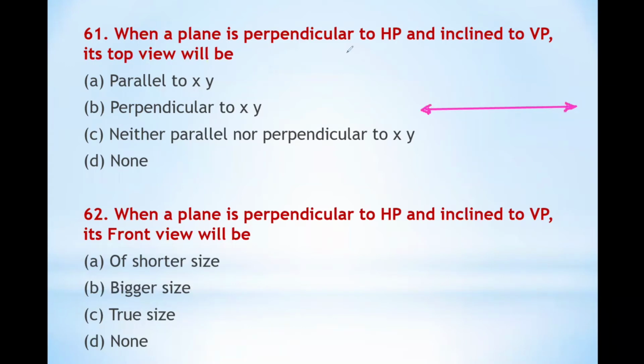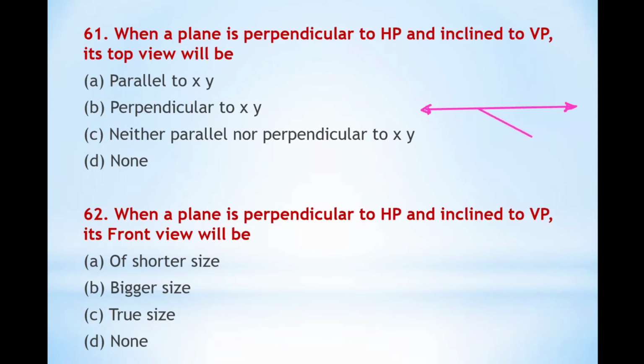Whatever this plane is, it is perpendicular to HP, that's correct, but it is inclined with respect to VP. So the top view we get will be an inclined edge view, like this.